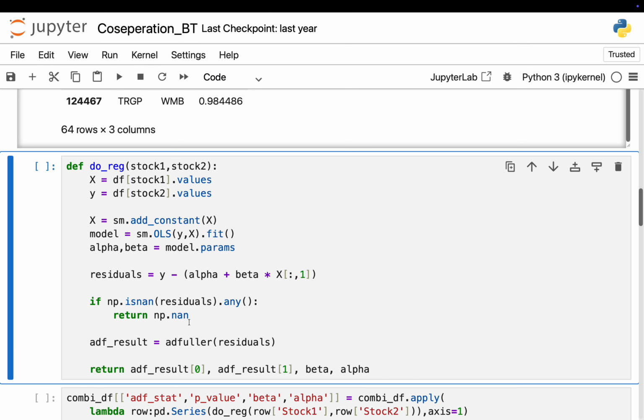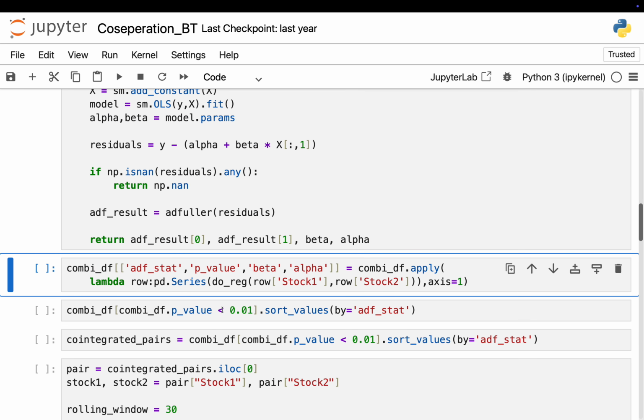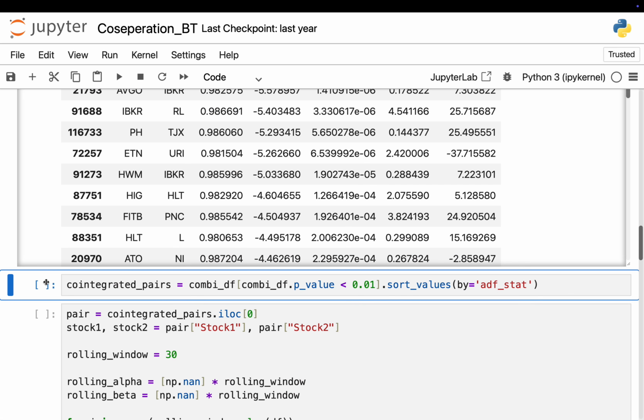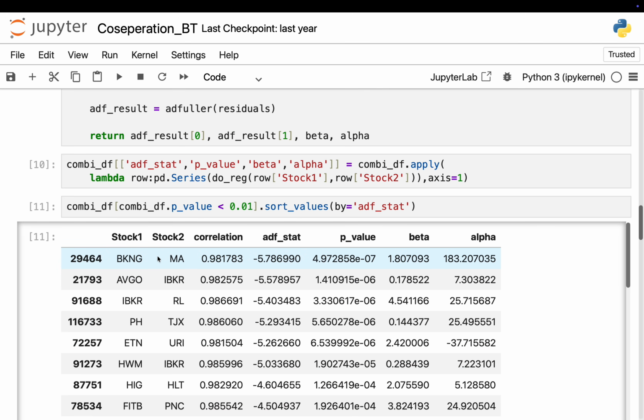For each candidate pair, we run an OLS regression, extract the residuals and test them with the ADF test. P-value below 0.01, the residuals are stationary, the pair is co-integrated. Ranked by ADF statistic, most negative first. Again, the full explanation of the ADF test is in part 1.